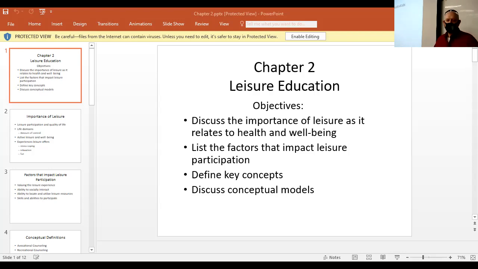Leisure skills, you're looking to see what they are currently good at and what they would like to do moving forward. And social interaction, we talked about that. Where are they now? Where do they want to be? How can we affect that through recreation therapy?